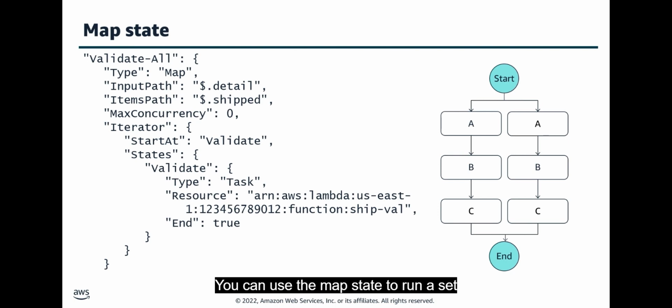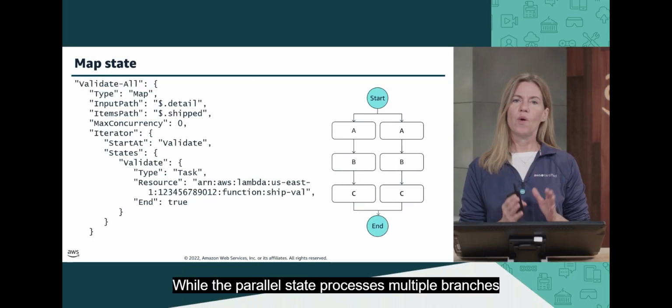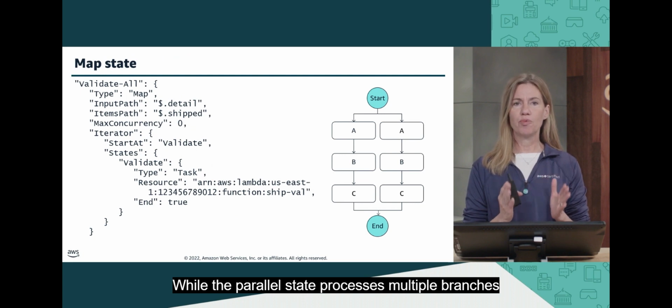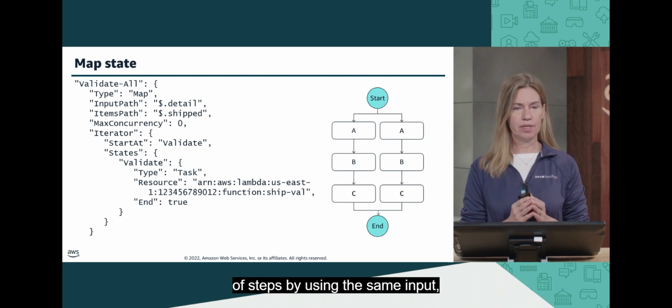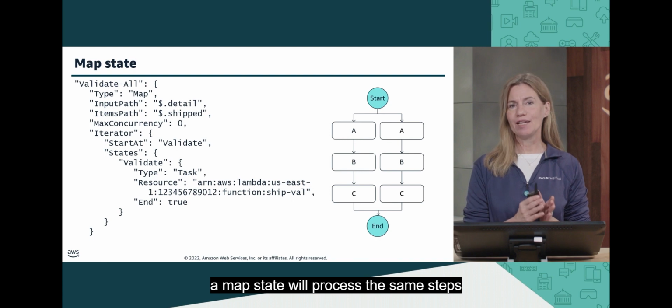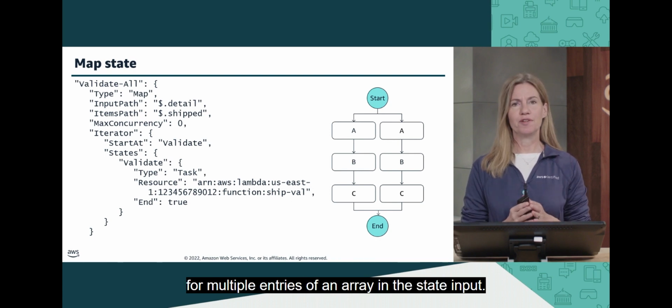You can use the map state to run a set of steps for each element of an input array. While the parallel state processes multiple branches of steps by using the same input, a map state will process the same steps from multiple entries of an array in the state input.